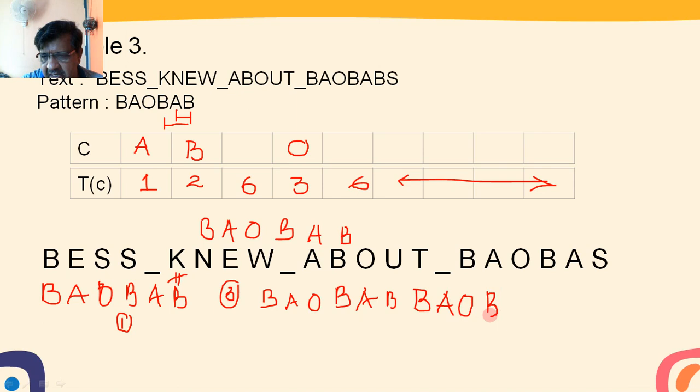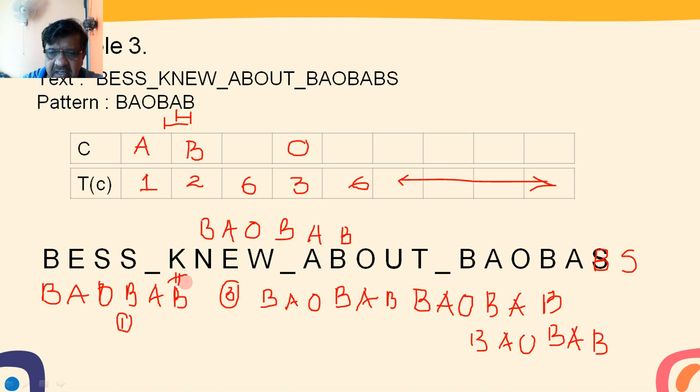Now the text character is B. B is found in the pattern and the shift size is 2, therefore B will align here. This should be B, it is wrongly written, anyway B A O B and B A O. So the number of comparisons: here it is 1, here it is 1, in the second alignment it is 2, comparison with respect to B and comparison with respect to A. In the third alignment it is only 1, and here it is 2 in this alignment, and here it is 1, 2, 3, 4, 5, 6, all the 6 comparisons.